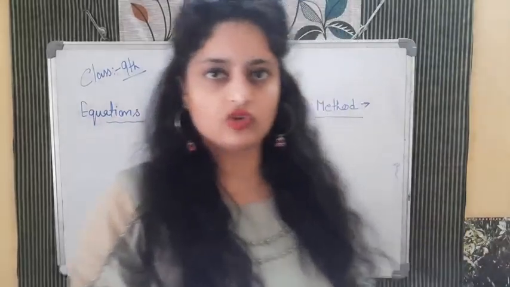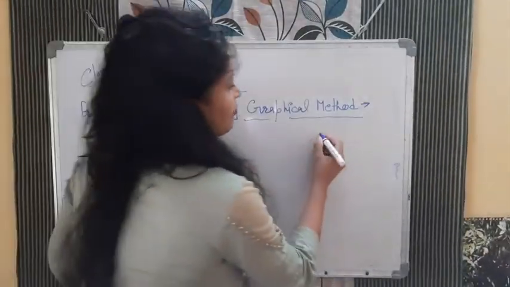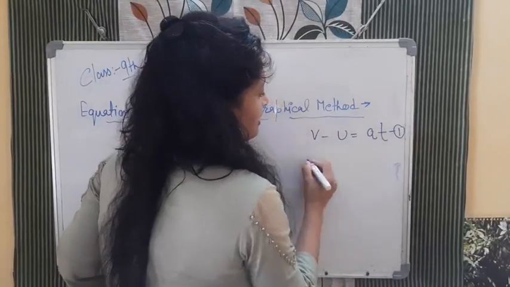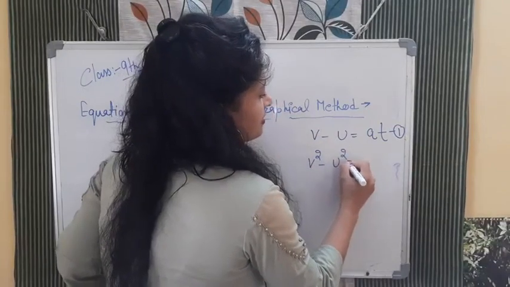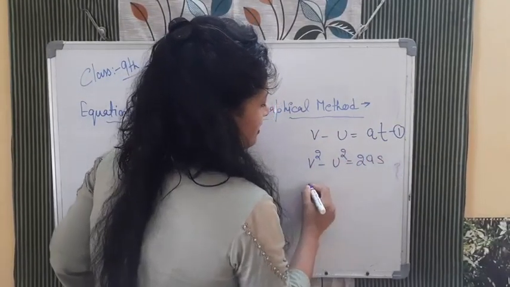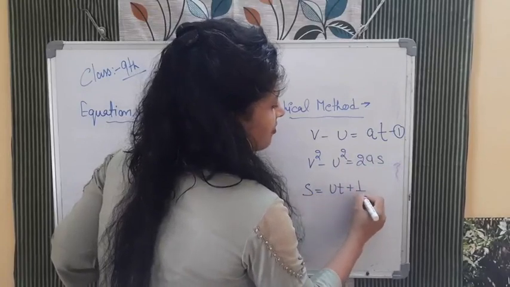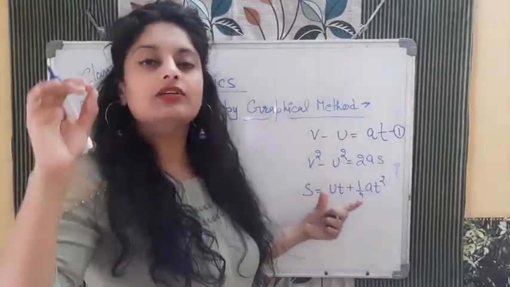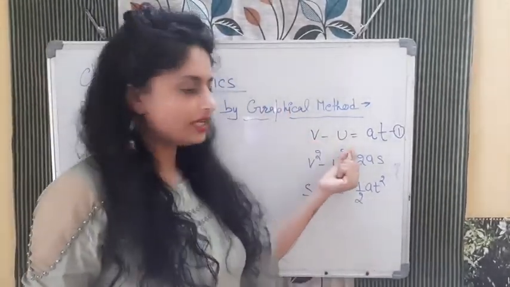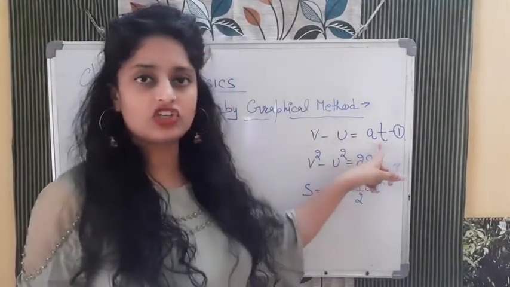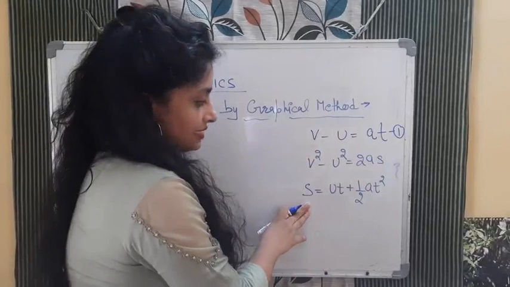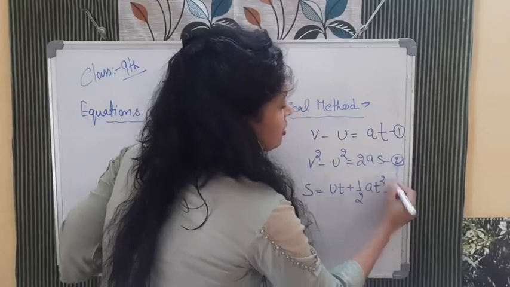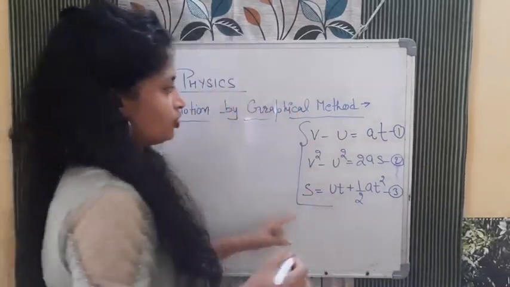Firstly, you should know about the equations of motion that we did in our last topic also. First equation: V minus U is equal to A into T. Second is V square minus U square is equal to 2AS, and the third is S is equal to UT plus half AT square. As in the last class, V is the final velocity, U is initial velocity, A is acceleration and T is time. Here S is distance. So we need to derive these three equations of motion with the help of graphs.